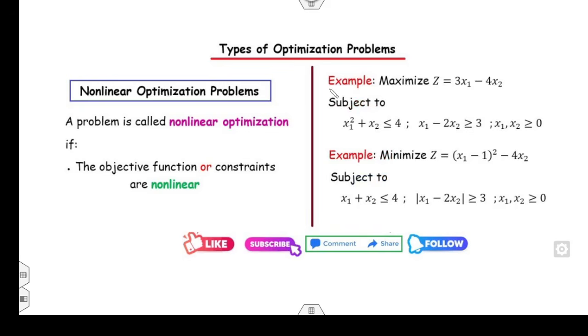But if I consider the second example, you can see the objective function is linear. Fine. The first constraint is nonlinear. The second constraint is linear. Fine. So as I told you, if at least one of the constraints or the objective function is nonlinear, then this is in the category of nonlinear optimization problems. Here the objective function is nonlinear. Fine. So therefore the third example is also called a nonlinear optimization problem.